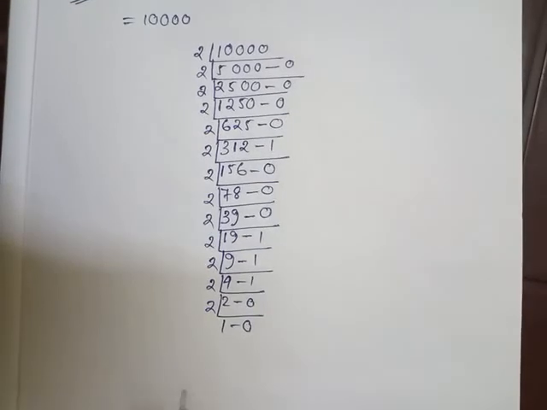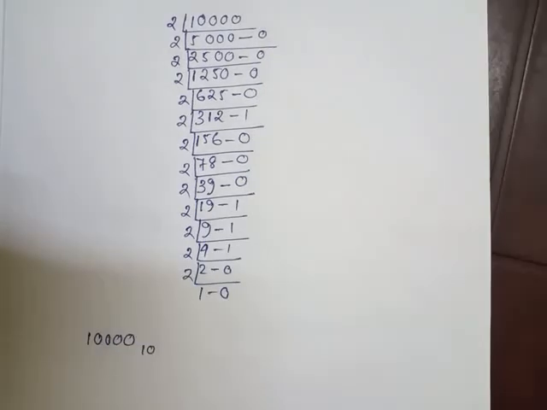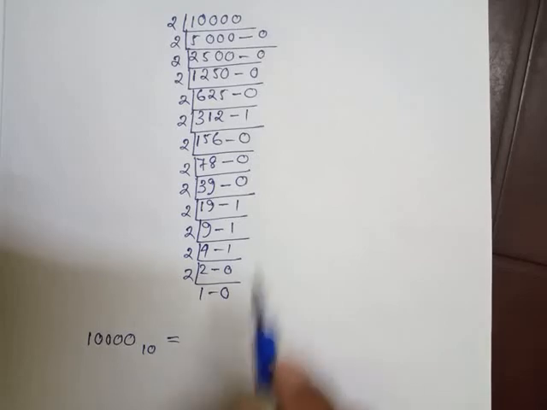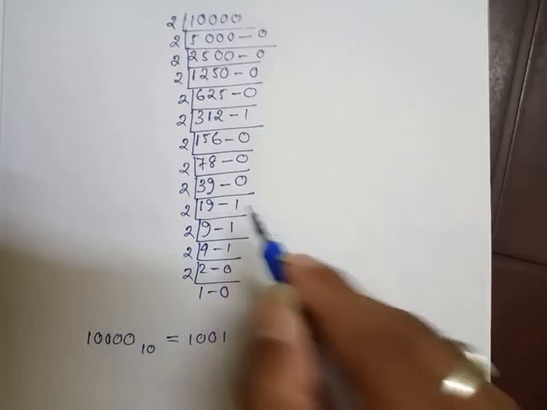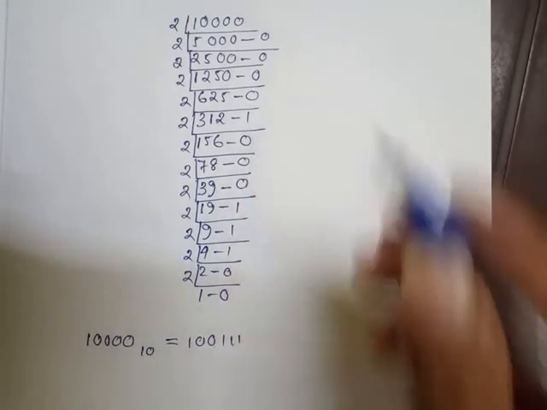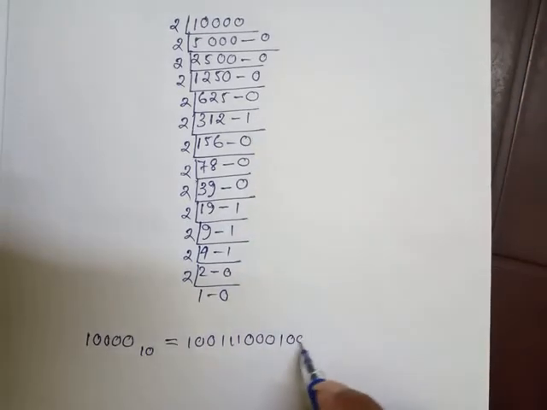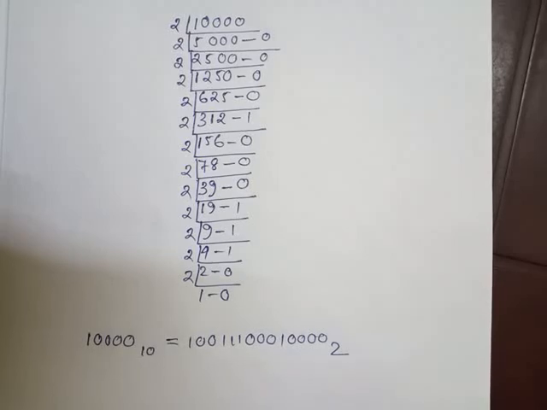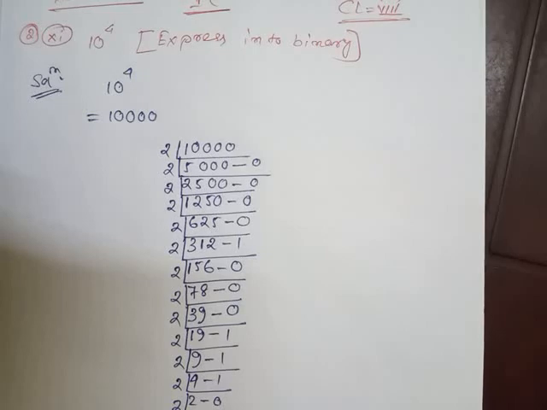Now look student, after that we'll write here that 1 0 0 0 0. This base is 10 only, and after that this will convert to binary. So here we'll write that this is equal to, now we'll start counting from the bottom to the top. 1 0, then 0 1 0 1, then 1 1 1 1, and so on, and base is 2 only. This is the conversion of 10 to the power 4 into the binary.